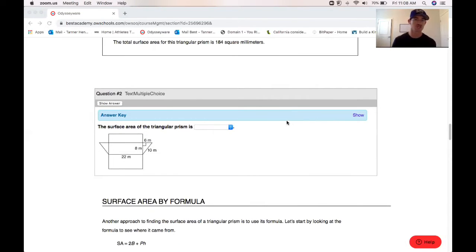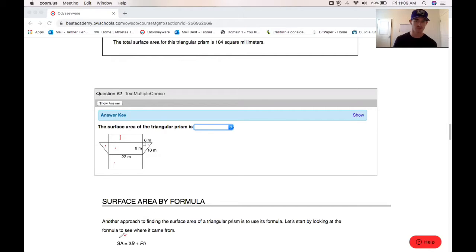So for number 2, it says the surface area of the triangular prism is, let's see if it wants an answer. What type of answer? Okay, so we have to solve it. So we'll come over here, and why we can't use the 1 through 6 is because we only have 5 sides. 1, 2, 3, 4, 5. So that's out of the question.